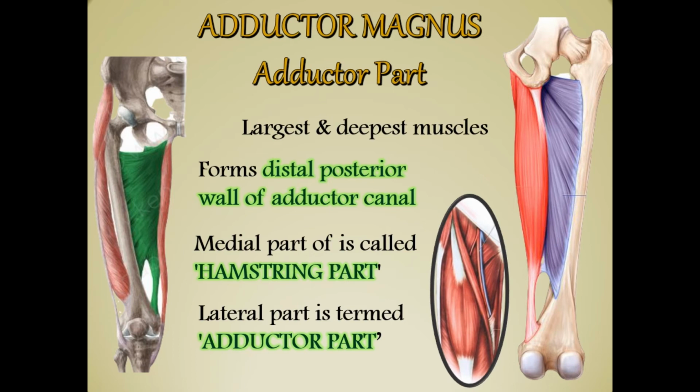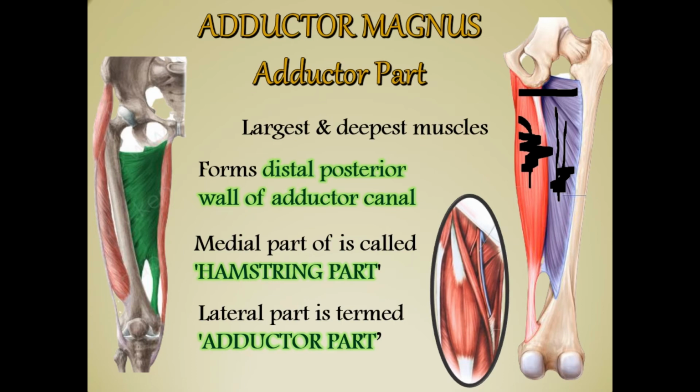Now we can see in this, this is the posterior view, and all of this is the adductor part, and this is the hamstring part. You can say this is the medial part, which is called the hamstring part, and this is the lateral part, which is called the adductor part. This is the anterior view, the picture on the right side.